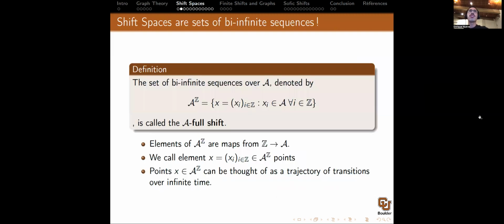So yeah, that's about the extent of graph theory we're going to need. Let's get into shift spaces. What are shift spaces? I feel like the core idea in symbolic dynamics.